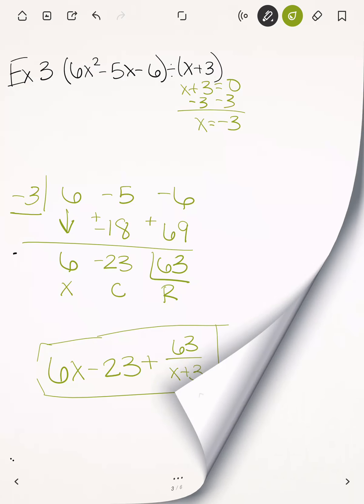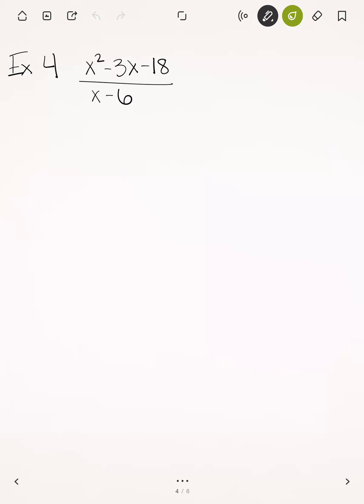I have one more example of synthetic division. This one I have x squared minus 3x minus 18 divided by x minus 6. It's in the form of a fraction. Again, that just means division. So I take my divisor and set it equal to 0. I add 6 to both sides and get x equals 6. That goes in my half box.